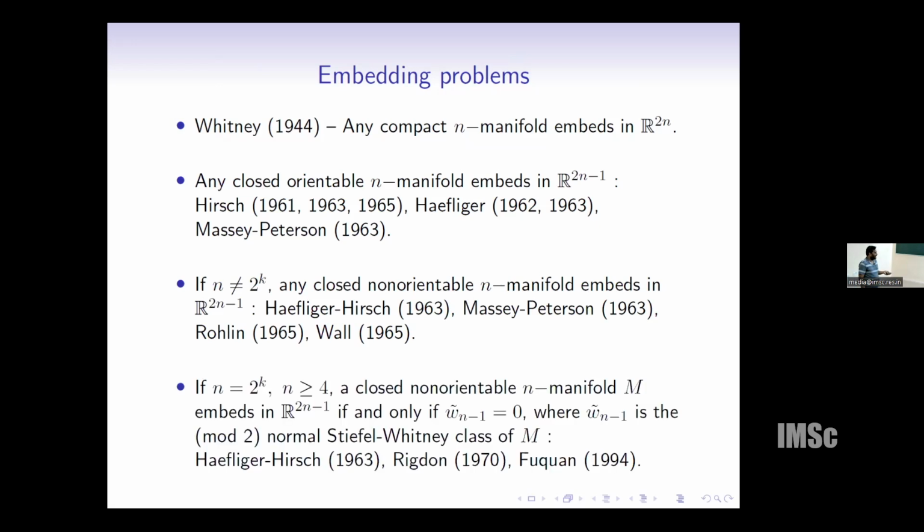But when n equals 2^k, there is an obstruction, which says that a closed non-orientable n-manifold M embeds in R^(2n-1) if and only if the (n-1)th mod 2 normal Stiefel-Whitney class of this M is 0. So this is due to these guys. First is R^(2n). No, 2n plus 1 is, I mean, he proved for any general n, very large n, and he proved for 2n also, like R^(2n) also.